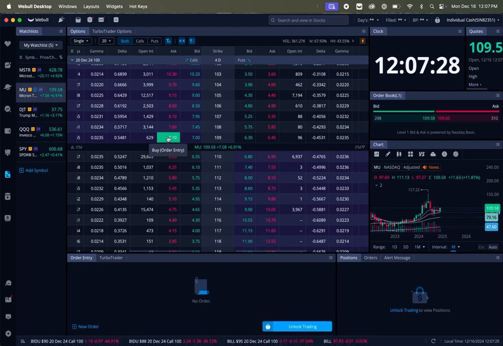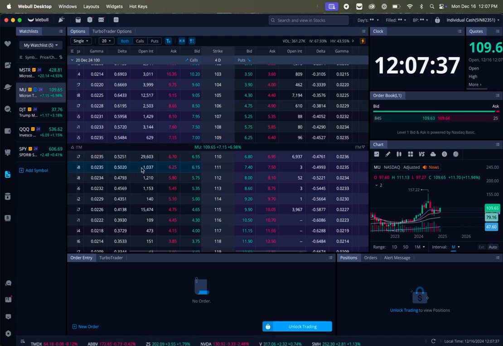On MU, the 50 delta is not at the money. The 50 delta is right here between 111 and 112. This point 50-20 doesn't count. I'm talking about 50 flat. So somewhere between 111 and 112, and this is slightly out of the money, two, three strikes out.